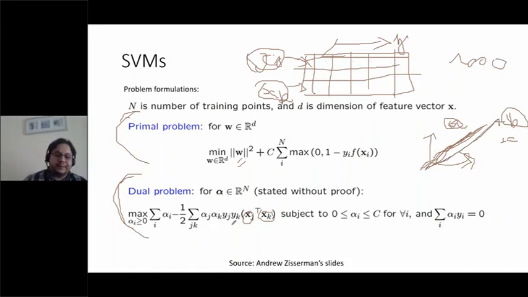Here, we are not doing that. We are trying to find the alphas, and the number of alphas depends on how many examples we have. So if we have a very high dimensional space, we should use the dual problem. If we have a small dimensional space but a lot of examples, we should use the primal problem, because the primal problem depends on the dimensions.